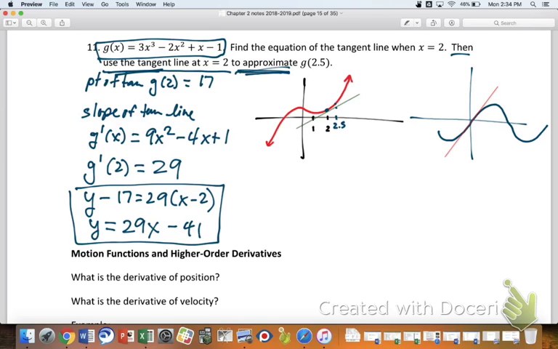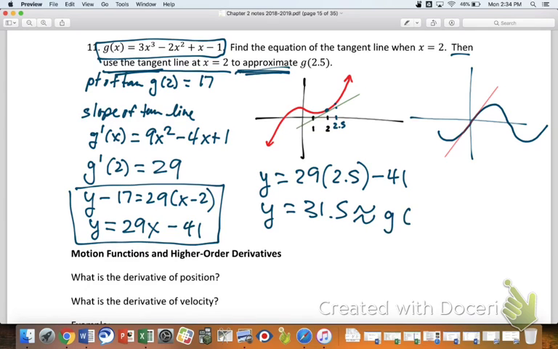I'm going to use Anna's line here: y equals 29 times 2.5 minus 41. 2.5 times 29 would be 58, 72.5, I think? 72.5 minus 41 would be 31.5. So I'd say y equals 31.5. So that's the point on the line, right? So when x is 2.5, the line's y value is 31.5. I would say that is approximately equal to g of 2.5. It's approximately equal to the curve's value.